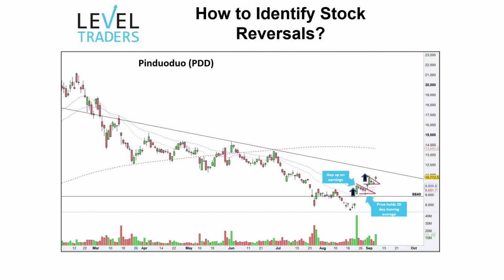Finally, for the move to have conviction, you need volume. Just look at the volume on the day earnings were released. You can also see above average volume following it.